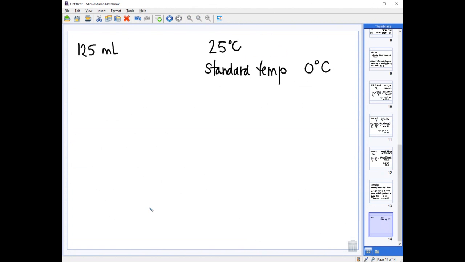So we've got this problem here where we've got 125 milliliters. That's going to be V1. We're looking for V2. It was at 25 degrees Celsius. That's T1. And my standard temp is T2. But they are both in Celsius, and I need them in Kelvin. So I need these temperatures in Kelvin, not Celsius.